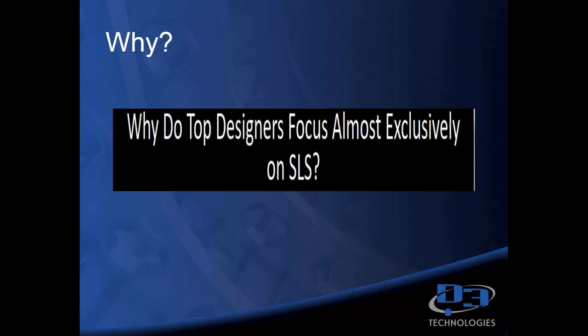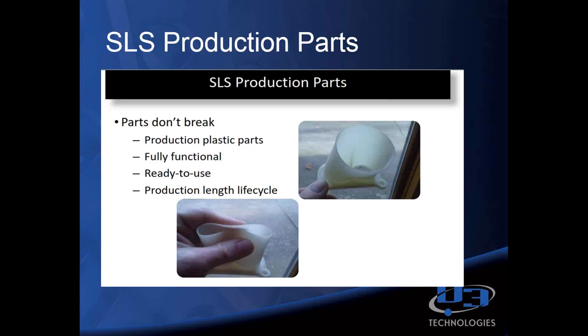Why do top designers focus almost exclusively on selective laser sintering? Well, as I indicated, parts don't break. You know, they're fully production plastic parts. They're fully functional, and they've got a long life cycle. This example right here happens to be a part that's used in a lot of aerospace technologies. It's sometimes used in some of their filtration areas.